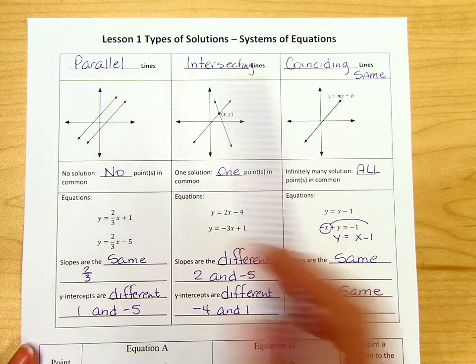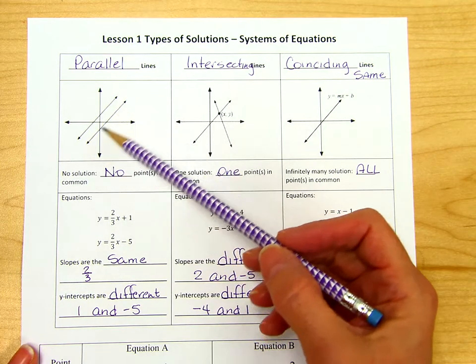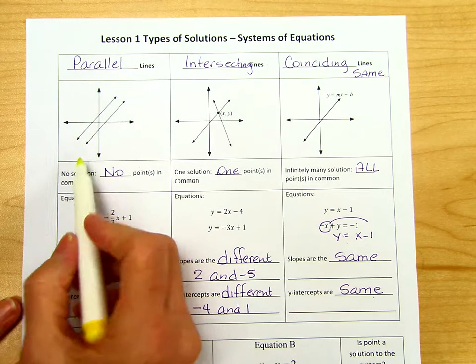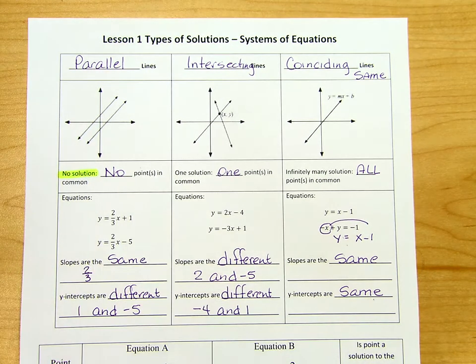One, when the two lines are parallel, we have these two lines that will never cross, so they have no points in common. Because they have no points in common, there will be no solution. So that's one of the types of solution, that there is not a solution.